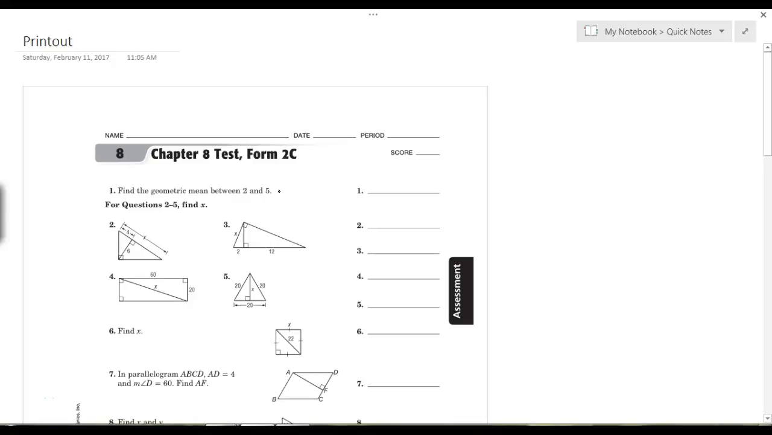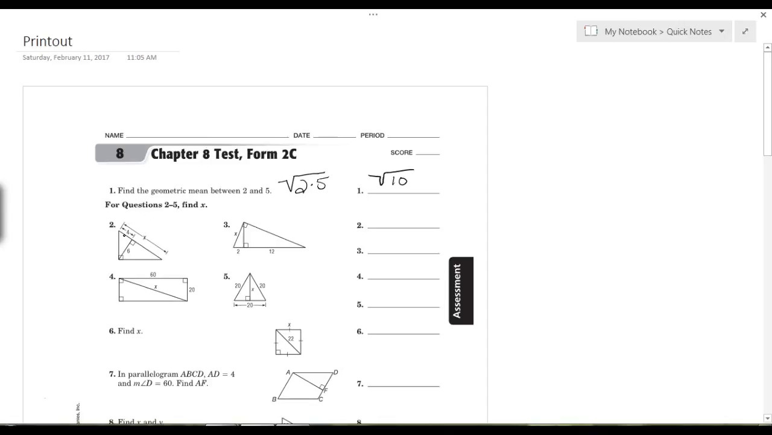This recording is to go over the answers from our test. The first question is to find the geometric mean between 2 and 5. The geometric mean is always the square root of the product of the two numbers. So 2 times 5 equals 10, so our answer is the square root of 10.